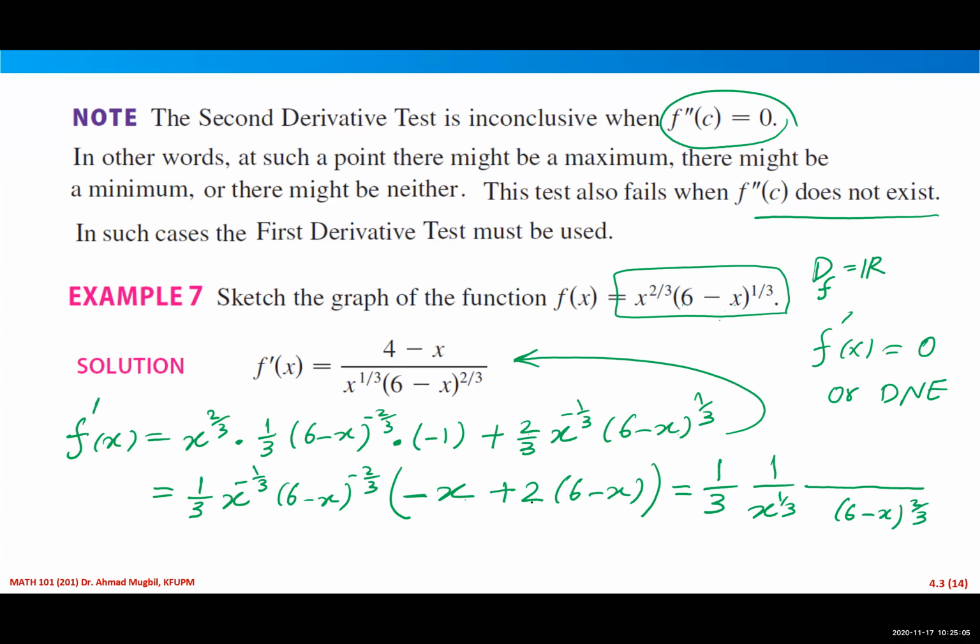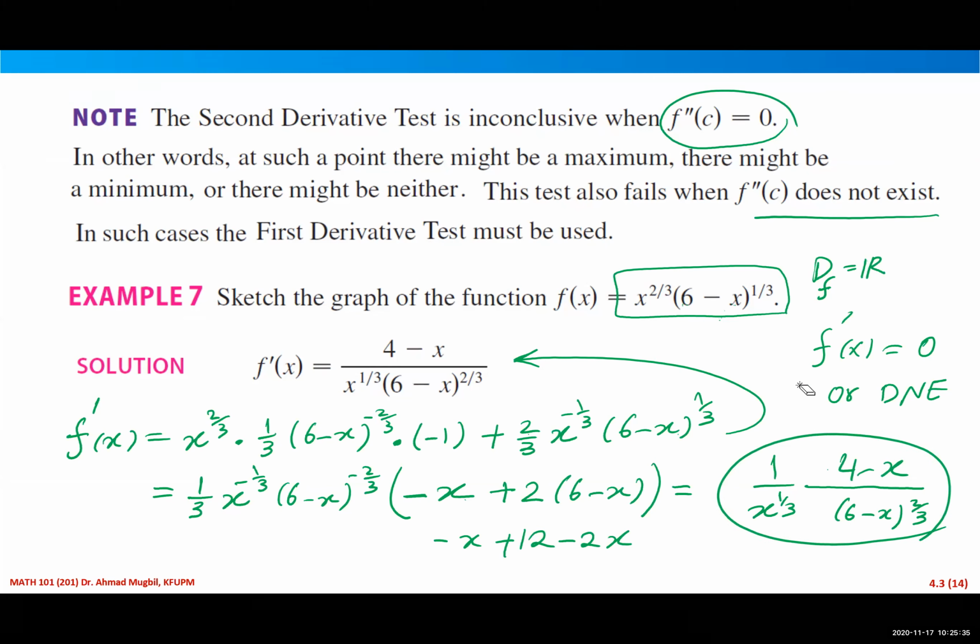Now what are we left with up here, Shabab? We have negative x plus 12 minus 2x. So what is it? 12 minus 3x. So we have here 12 minus 3x. Now take a 3 as a common factor and cancel it with this 3. So what do you have? You will have 4 minus x. And if you look, here we are. This is the first derivative in the simplest form. You should do that always when you find the first derivative. Now you can find the critical numbers.